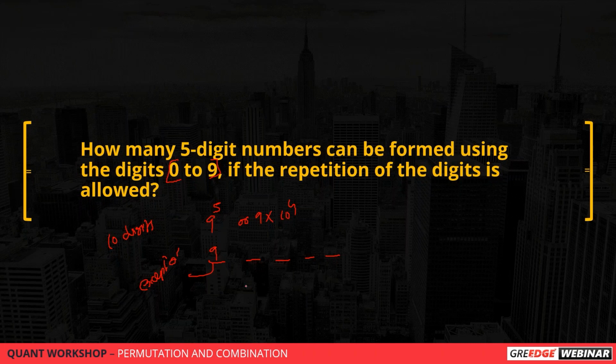Now, how many ways can we fill the second digit? Now go back to the question. What does the question say about repetition? Repetition of the digit is allowed. Then what does it mean? I can use all the 10 digits. So I can fill the second digit in 10 ways. What about the third? Again, I can fill it in 10 ways. And 10, 10.